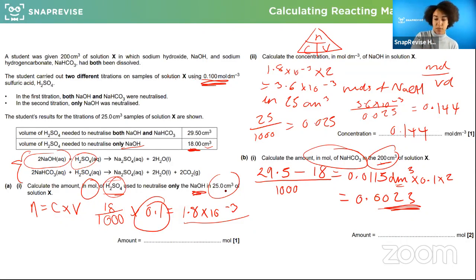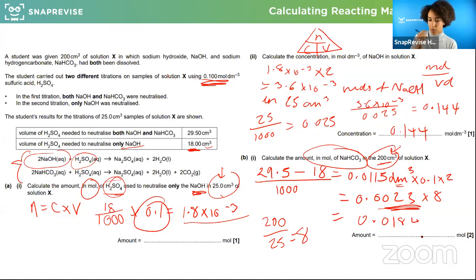And you're all right, we need to times by 8 to get from 25 cm cubed. The 8 comes from the fact that we're looking for 200 centimeters cubed, but we're working with values from 25 centimeters cubed. So to work out how much we need in moles for 200 centimeters cubed, we do 200 divided by 25, which gives us 8. So we're going to times 0.0023 by 8, which gives us 0.0184 moles of sodium hydrogen carbonate.